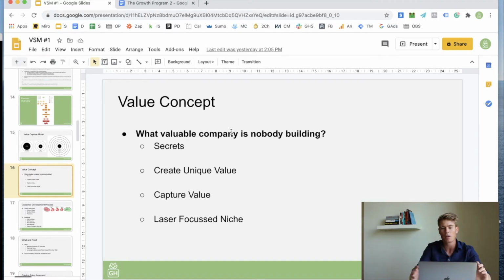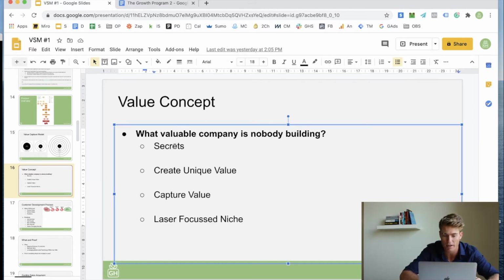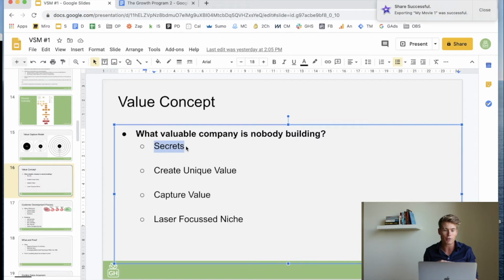Okay, so whether or not you're trying to build a business that becomes global and huge like Facebook or Google, or whether or not you're trying to build a local business that is really successful, you should still be trying to build your business on the basis of these things. So the first thing here is that your business should be built on secrets.